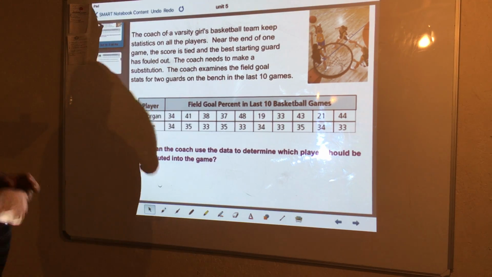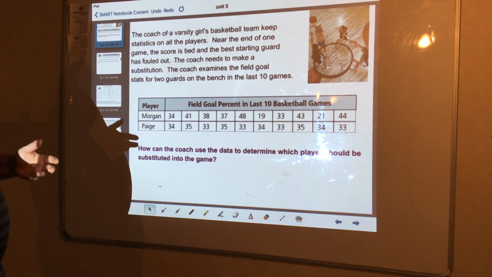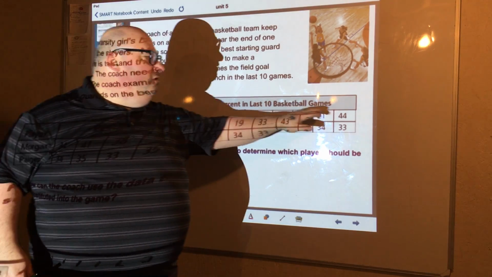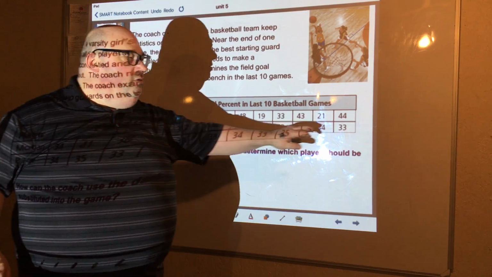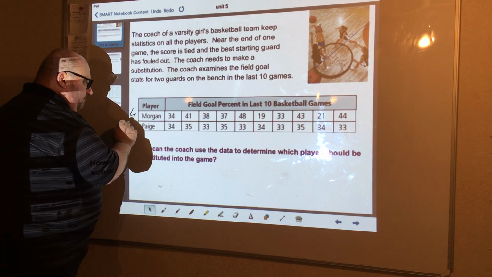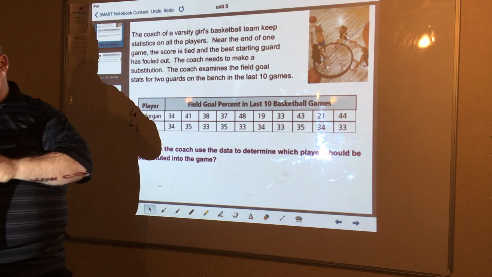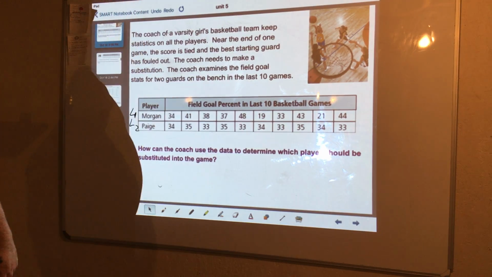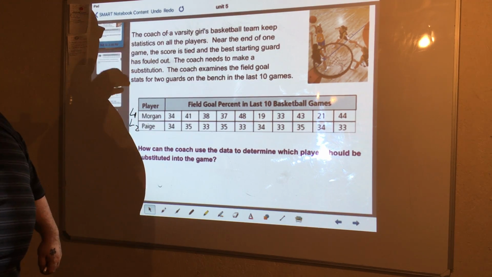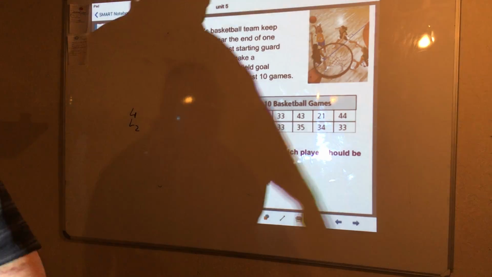So how can we use the coach's data to determine which player to substitute into the game? Well, we can take all of these numbers for each player, and on our calculator put these in L1 and L2 using, from our previous lesson, our variable stats calculator and our list. So we're going to pause, put those into the calculator, and then I'll show you what we do with them. So let's go do that now.